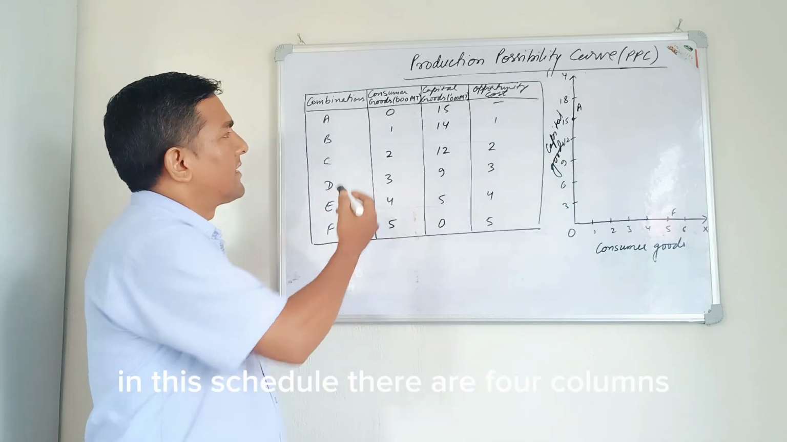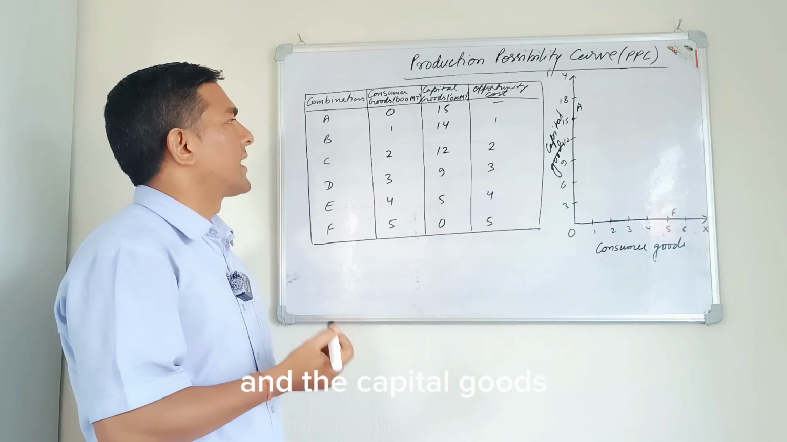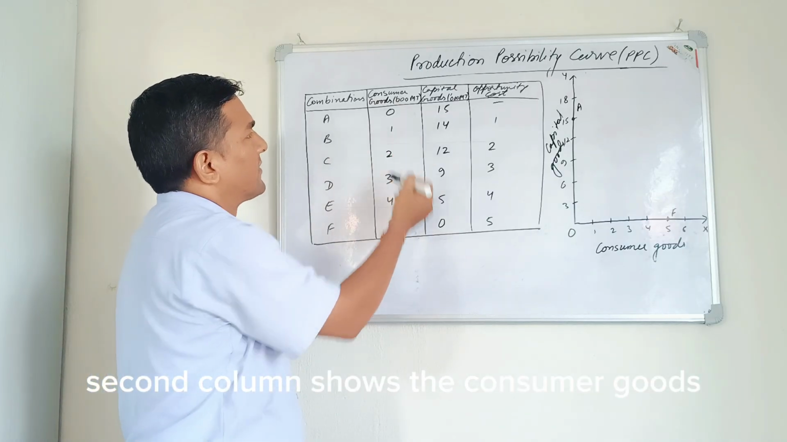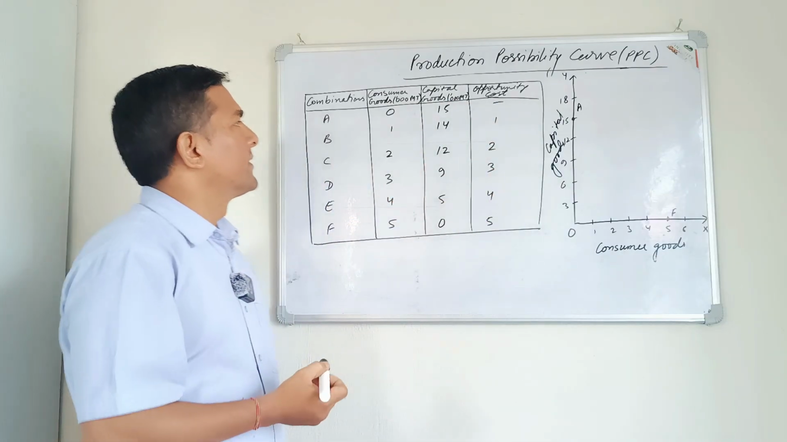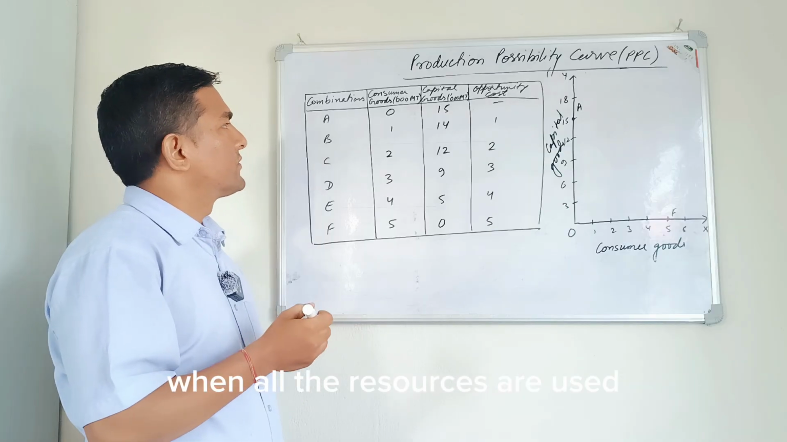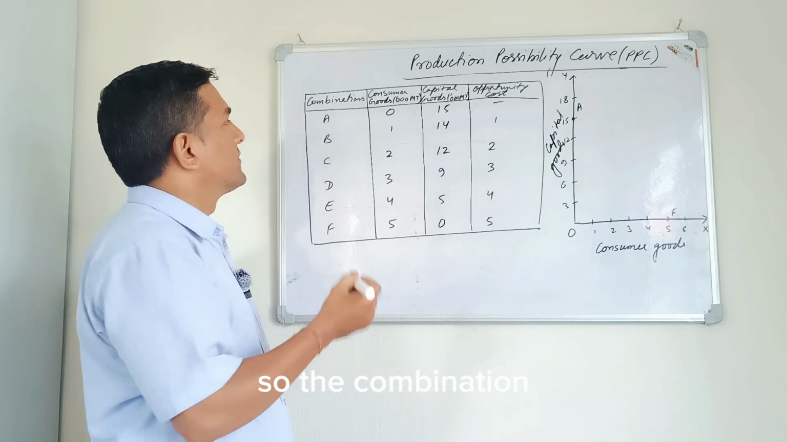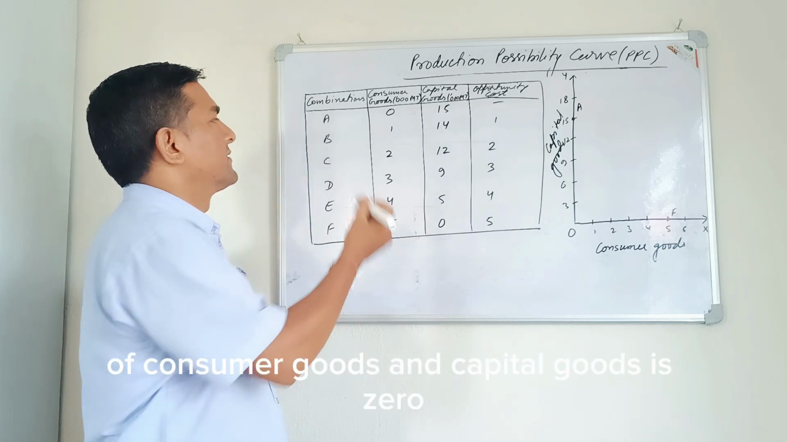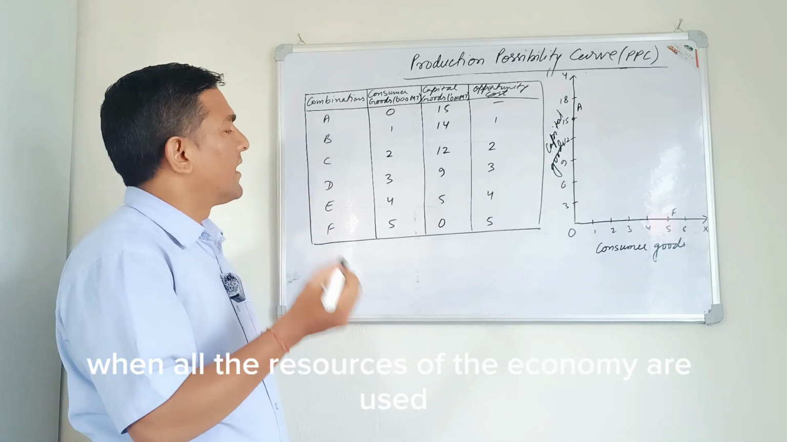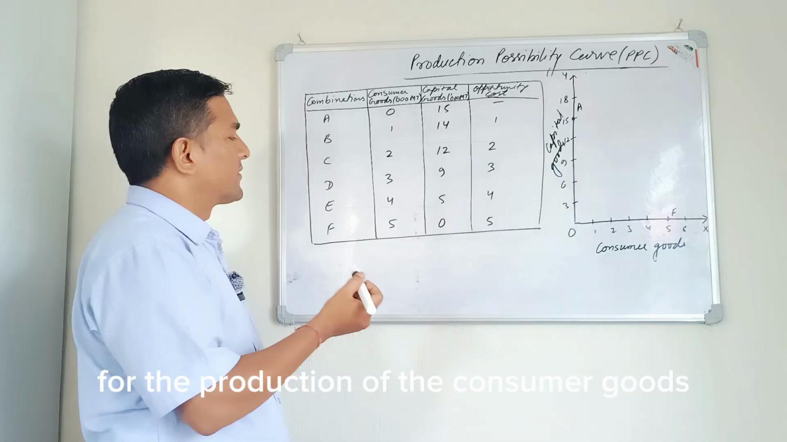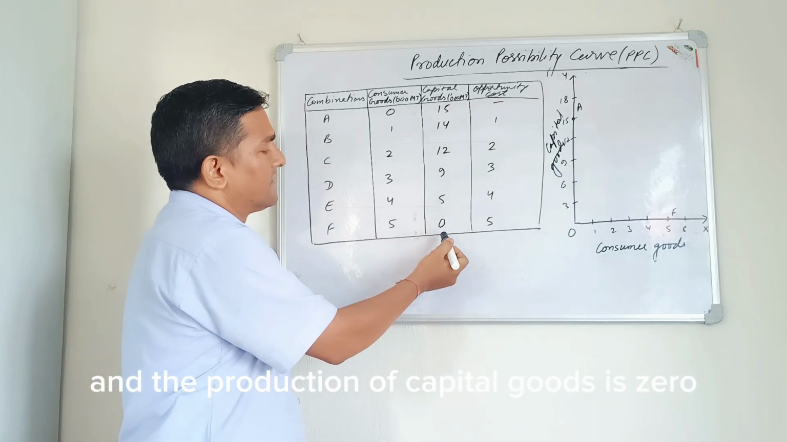In this schedule, there are four columns, and the first column shows the combination of consumer goods and the capital goods. Second column shows the consumer goods. Third column shows the capital goods, and the fourth column shows the opportunity cost. When all the resources are used for the production of the capital goods, there is no production of consumer goods. So the combination of consumer goods and capital goods is 0, 15. Similarly, when all the resources of the economy are used for the production of the consumer goods, the production of consumer goods is 5 and the production of capital goods is 0.